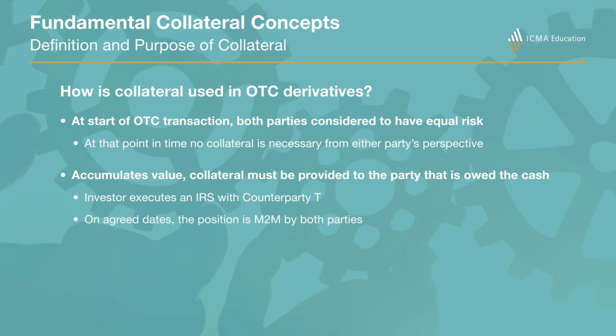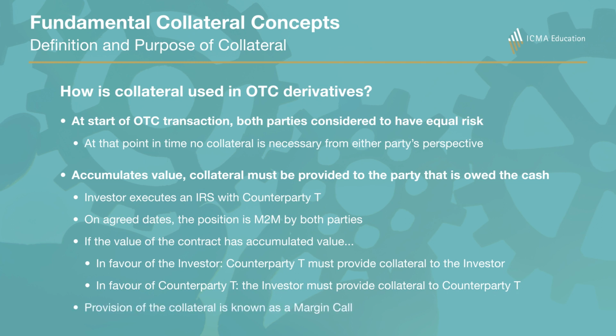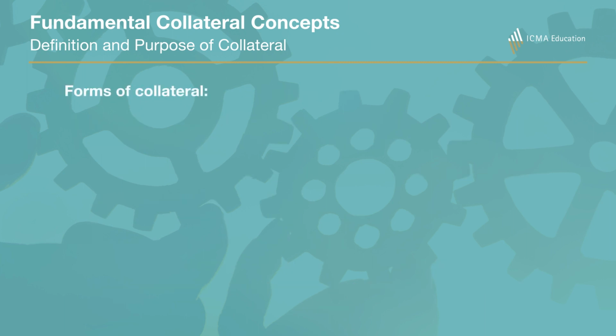On agreed dates, the position is marked to market by both parties. If the value of the contract has accumulated in favor of the investor, counterparty T must provide collateral to the investor. On the other hand, if the value of the contract has accumulated in favor of counterparty T, the investor must provide collateral to counterparty T. The provisioning of this collateral is known as a margin call. When the investor or counterparty T has performed the valuation and determined that a margin call must occur, they have to consider the forms of collateral to use, and while doing so, they have to ensure they are certain of the recovery value.